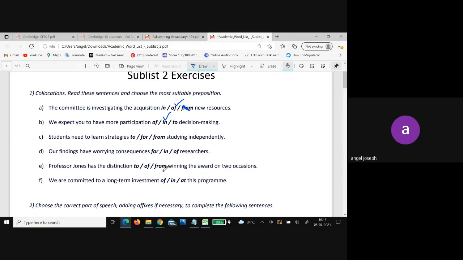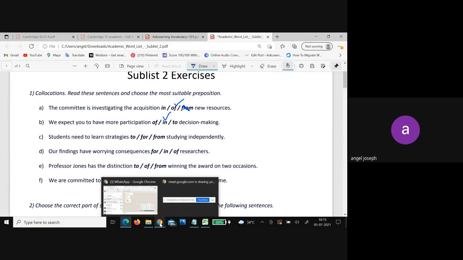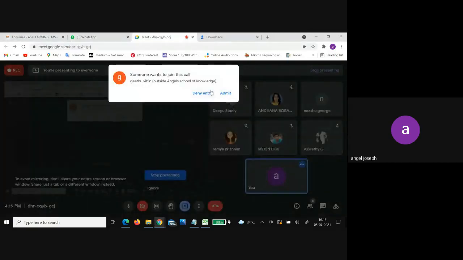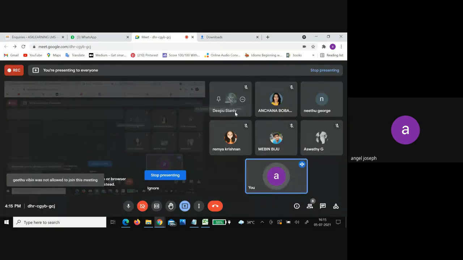One second guys, I've got Geetu next to me. She's quickly taking attendance, so I'll just scroll off the screen for a moment. Give me one second. Anjana is there, Neetu is there, Ramya is there. Ramya, 2 to 4, are you? Okay, thank you.